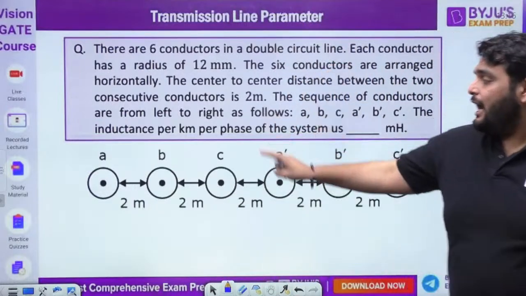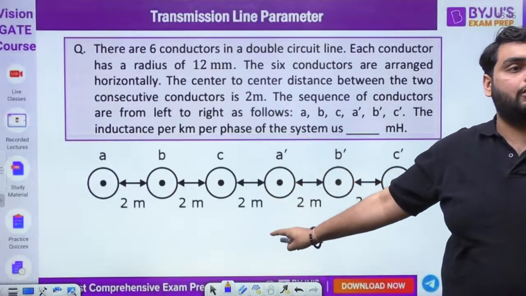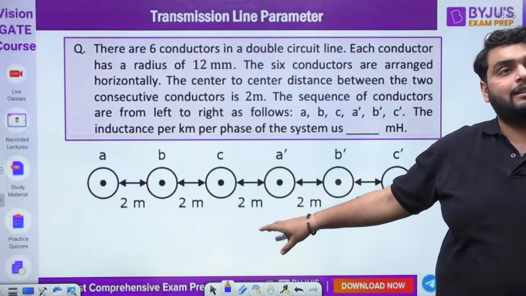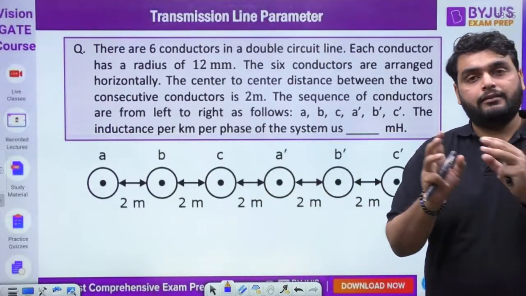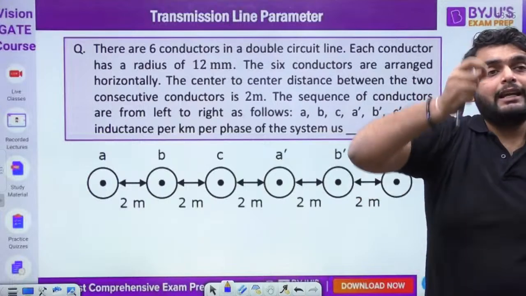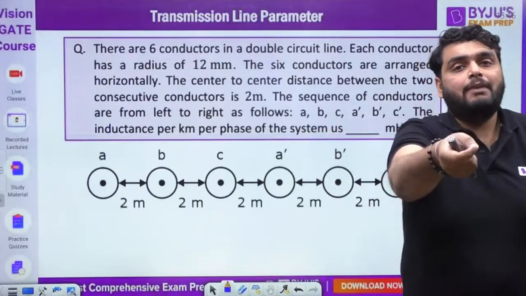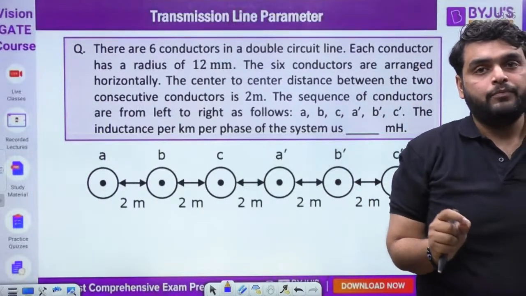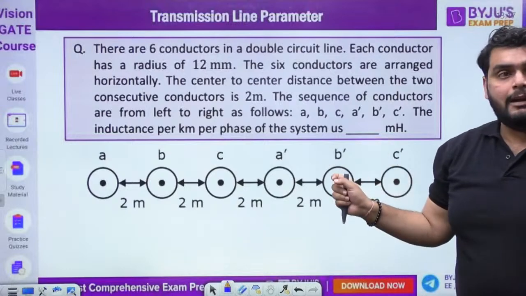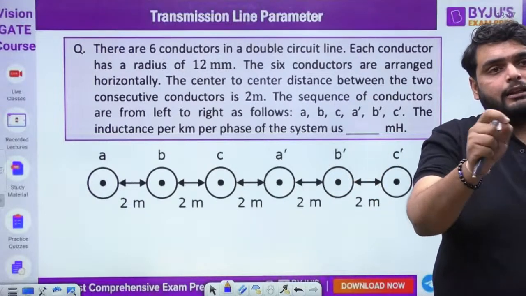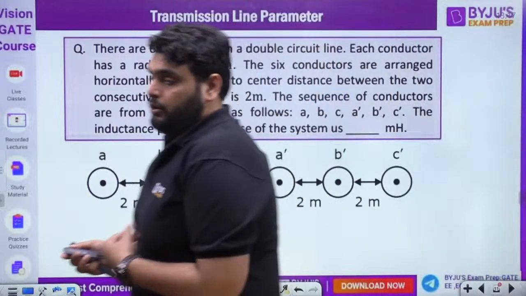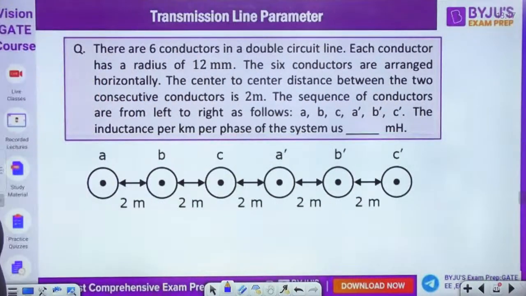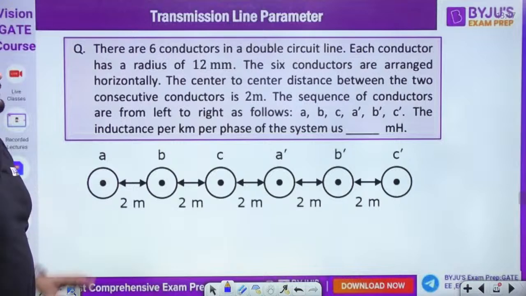So here, find GMD and GMR, tell me what it will be. This is a question from a double circuit line. The chances of a question coming from a double circuit line are less, but they can ask you in 2 marks what is the GMR and GMD in a double circuit line. In this we have to find both of them, but in the exam there is a high chance that they can ask you only one thing, GMD or GMR.